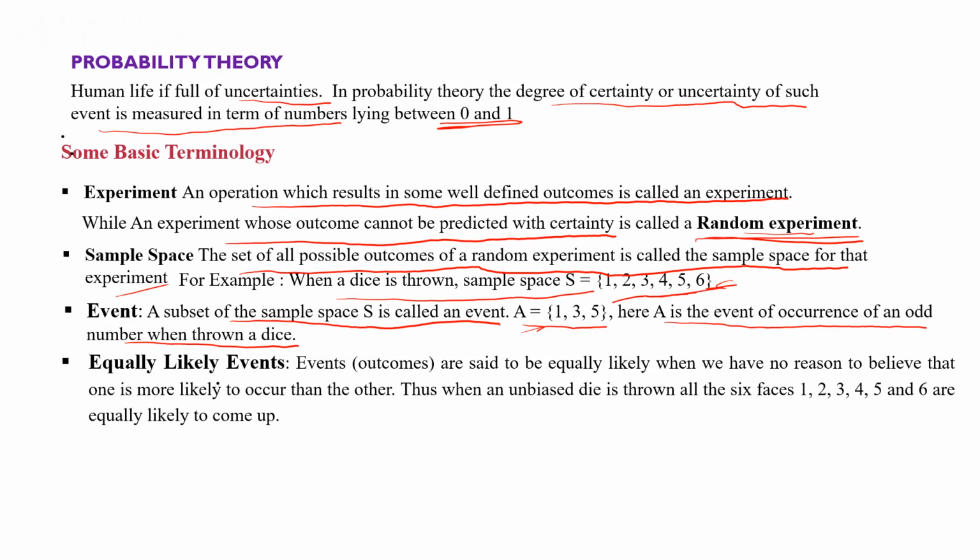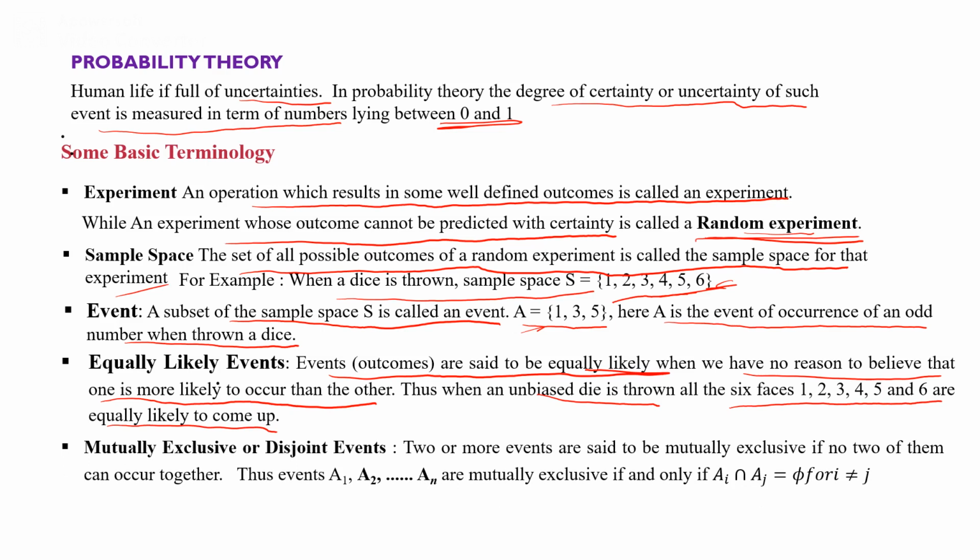Sometimes we say equally likely events. So what are equally likely events? Events, or we can say outcomes, are said to be equally likely when we have no reason to believe that one is more likely to occur than another. Or when an unbiased dice is thrown, all six faces 1, 2, 3, 4, 5, 6 are equally likely to come up.